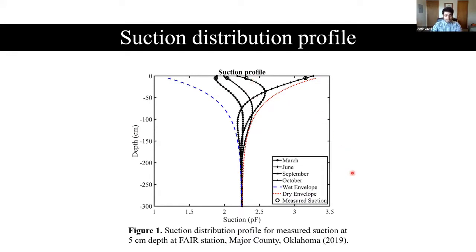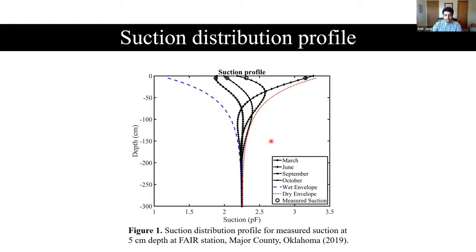And in this graph, we can see the suction distribution profile for measured suction at 5 centimeter depth at Fair Station in 2019. The circle ones and blank circles are our measured suction for 4 different months of March, June, September, and October. And using our approach, we are able to find the suction profile with the depth for that time frame.